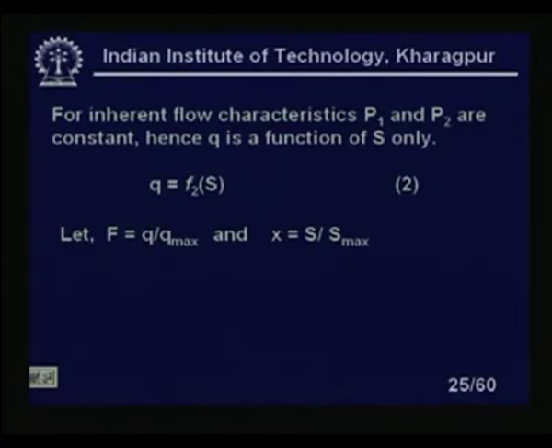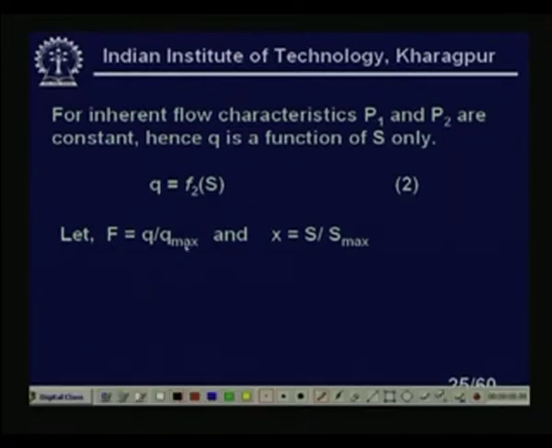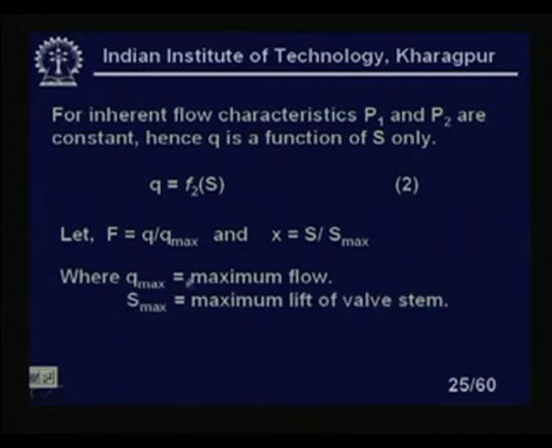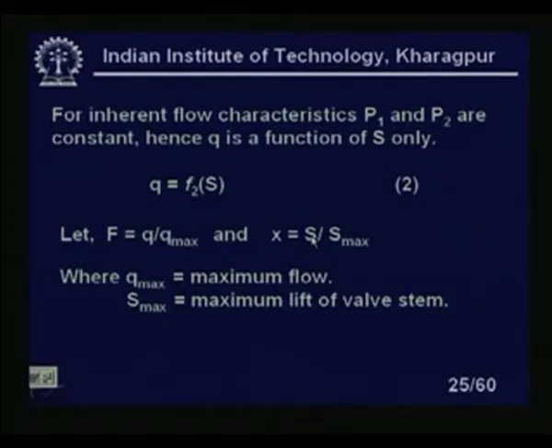Now suppose I introduce a factor capital F equal to Q upon Q max, and X equal to S by S max. Where Q max is the maximum flow, and Q is the flow at any instant of time. So F is variable depending on the position of the stem, or the amount of liquid flowing through the valve. S max is the maximum lift of the valve stem and S is a fraction of that.